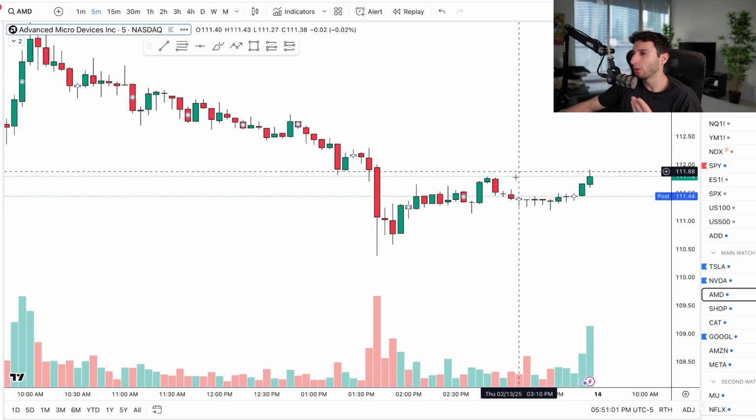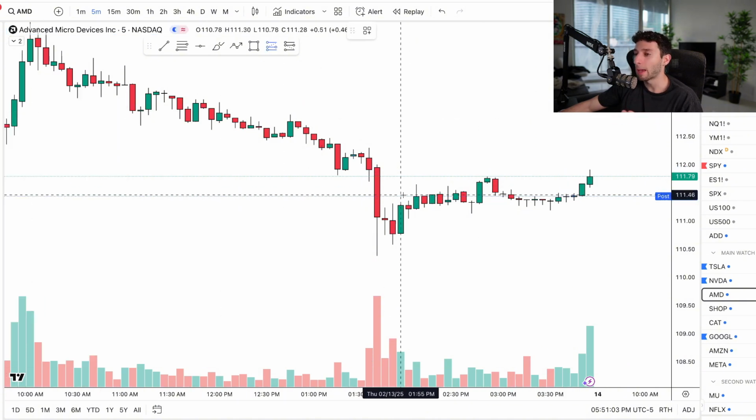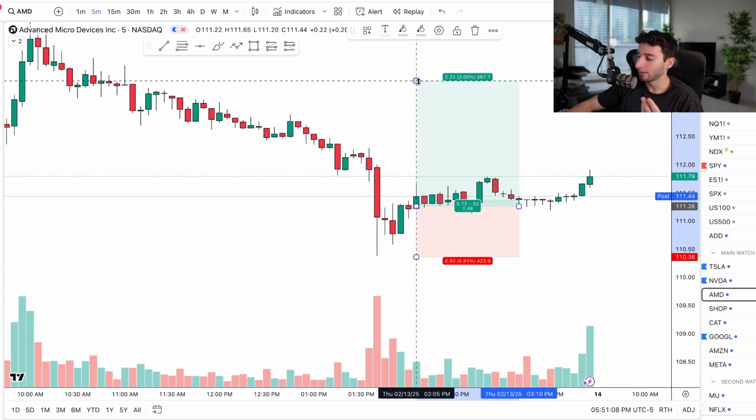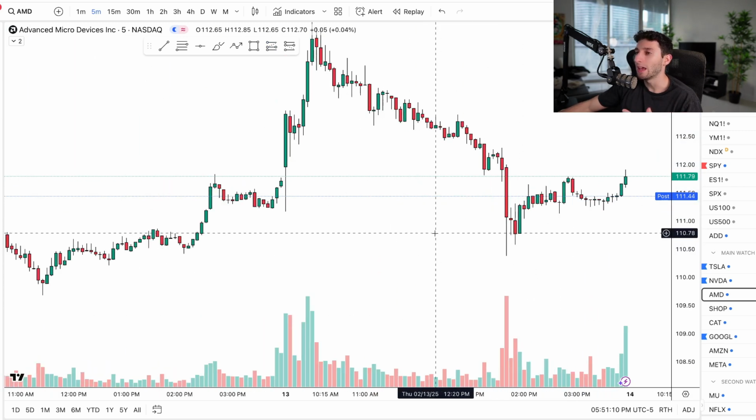So obviously the market closed just after this, but this would be an example where I would look to get long, put my stop right below that low, and then target the highs, right? Maybe you don't want to do it so close to the end of the day, but you get the idea.